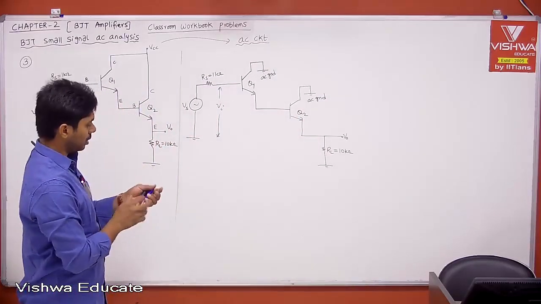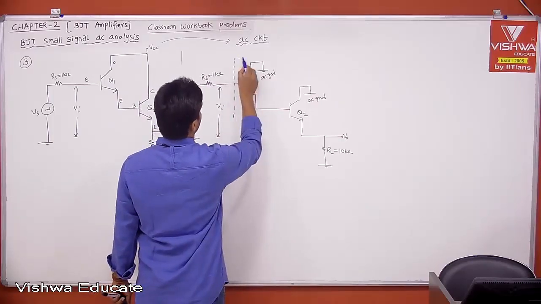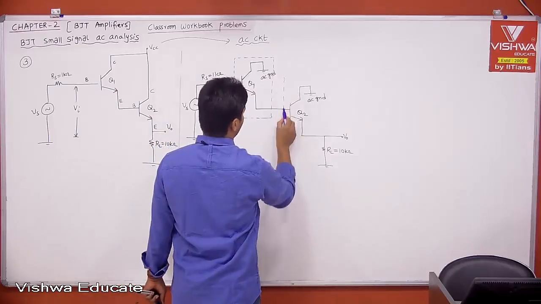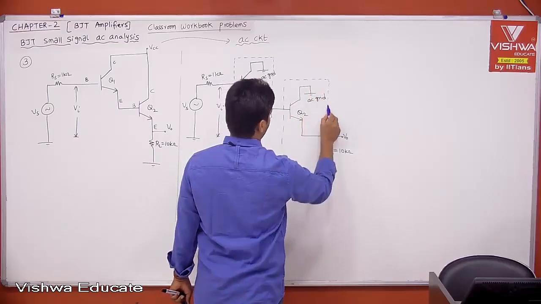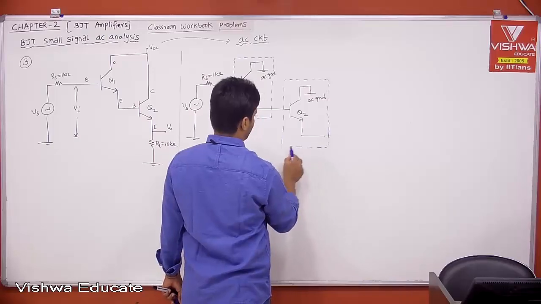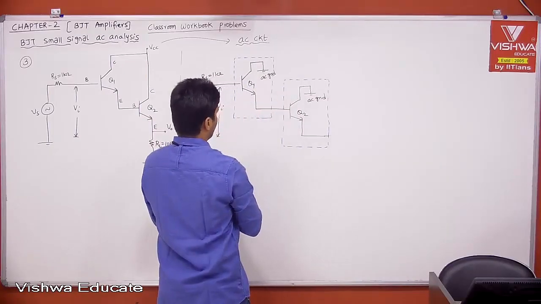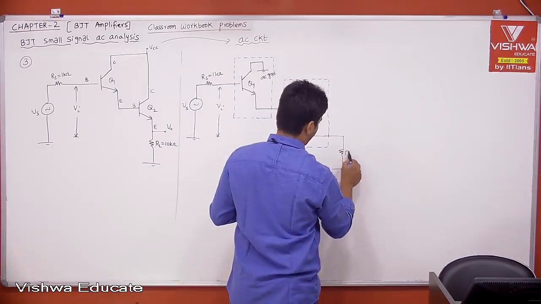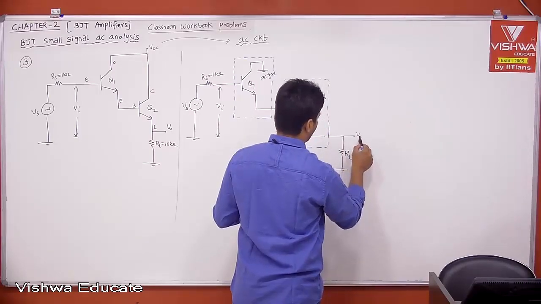Now if you ask me, this is stage 1. And now this is stage 2. We have 2 stages. Now this is our load. RL is equal to 10 kilo ohm. Now this is your V0.